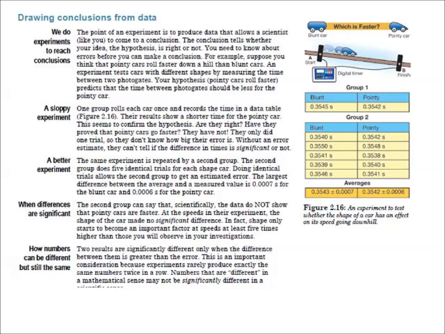At the speeds in their experiment, the shape of the car made no significant difference. In fact, the shape only starts to become an important factor at speeds at least 5 times higher than those you will observe in your investigations.